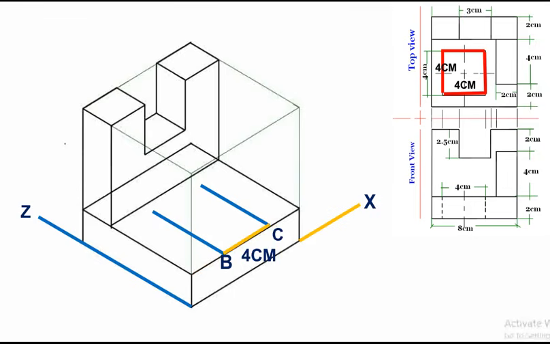Repeat the marking process, but this time in the direction of the z-axis. Mark points D and F. Draw lines parallel to the x-axis from points D and F.